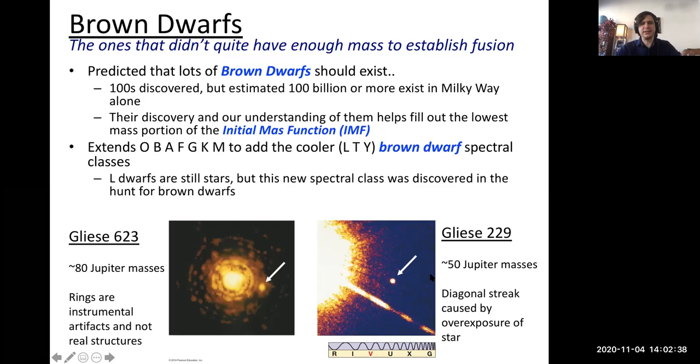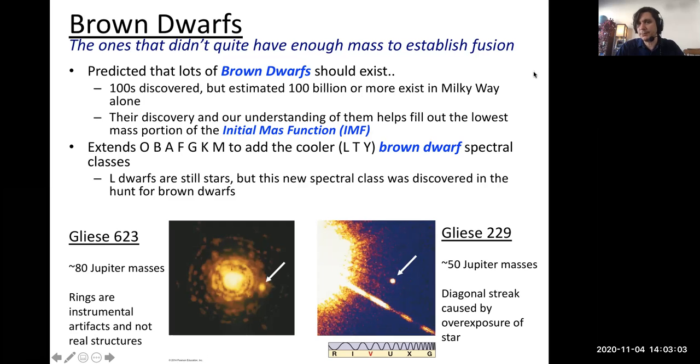And I do want to show you that these things exist. So here are some direct images of brown dwarfs. This is Gliese 623. This is a very large brown dwarf. It's almost a star, so 80 times the mass of Jupiter. And this is Gliese 229, another brown dwarf. Boop, right there. That's about 50 times the mass of Jupiter. So we can observe these things.